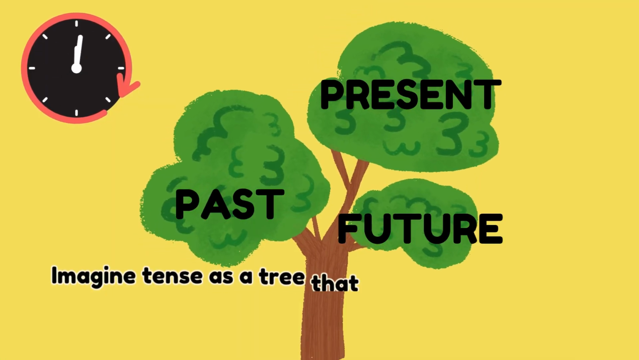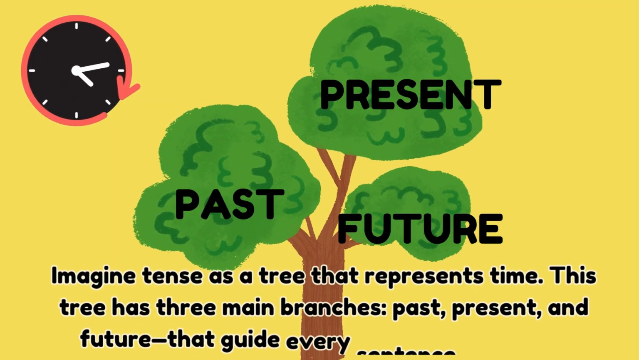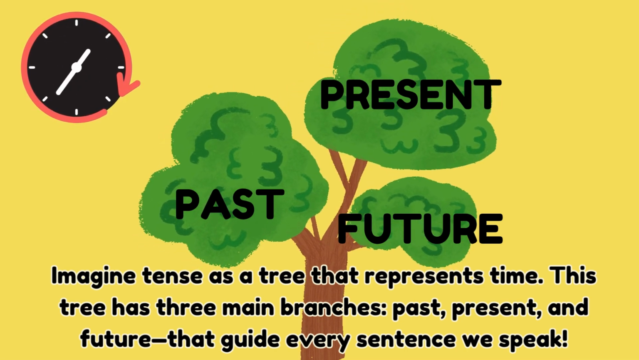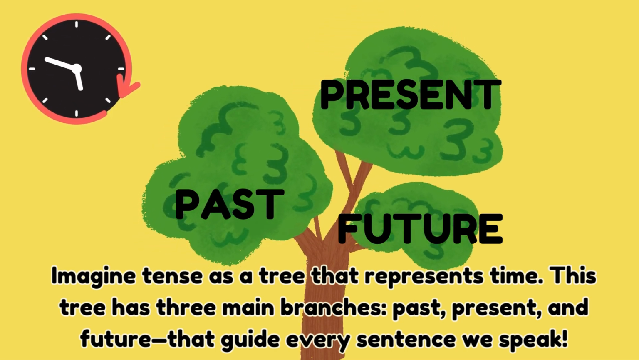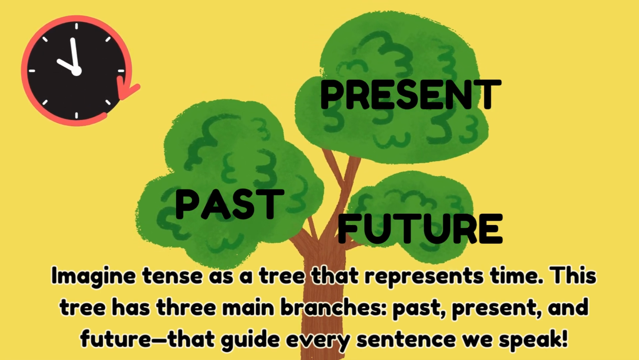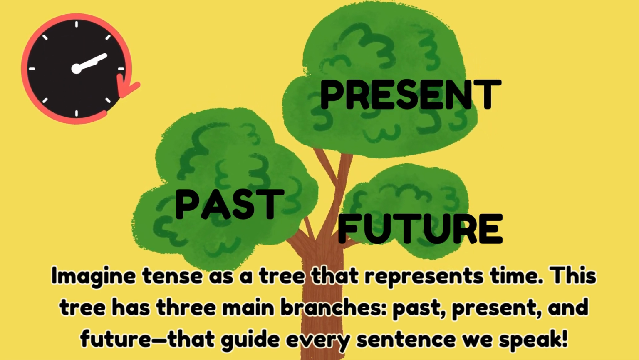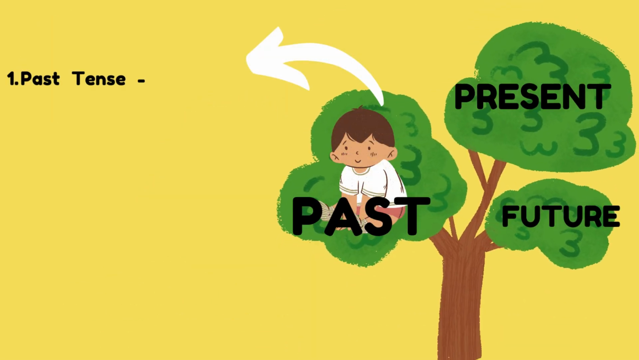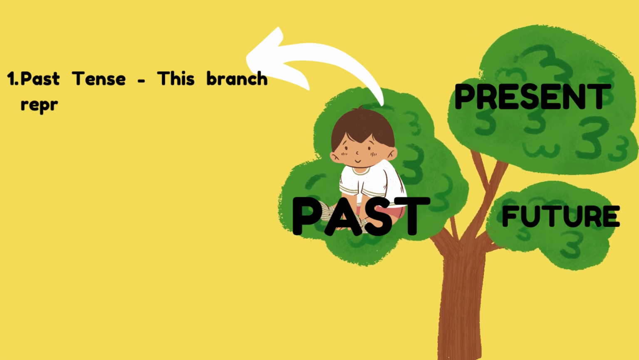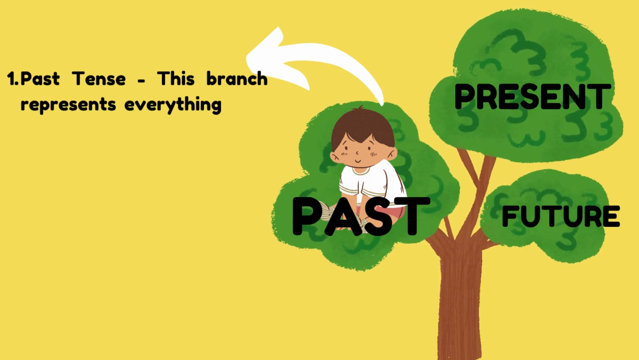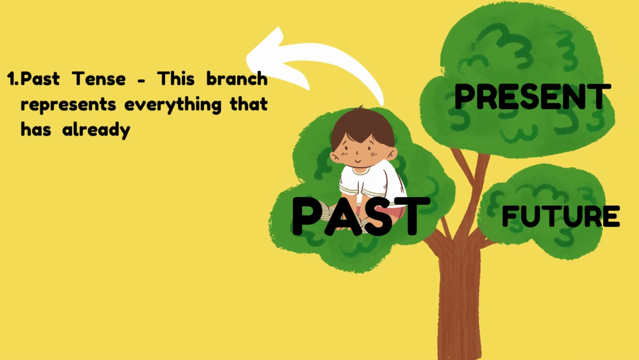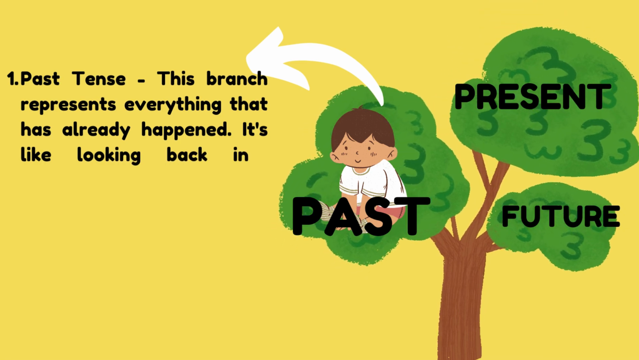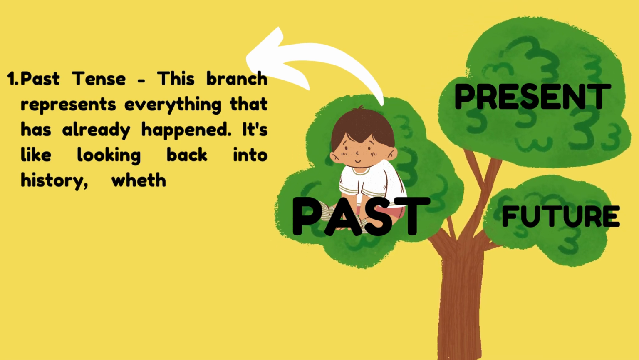Imagine tense as a tree that represents time. This tree has three main branches, past, present, and future, that guide every sentence we speak. Let me explain the first branch, the past tense. This branch represents everything that has already happened. It's like looking back into history, whether it's a moment ago or years in the past.